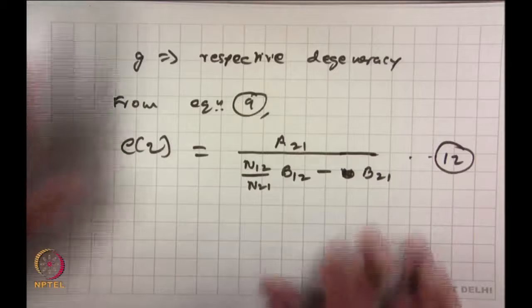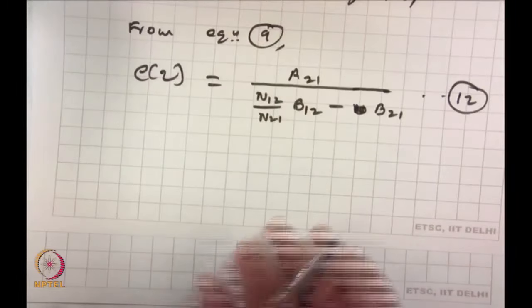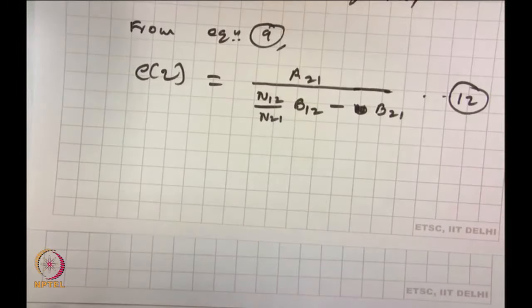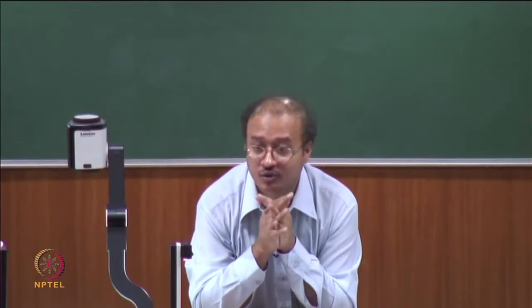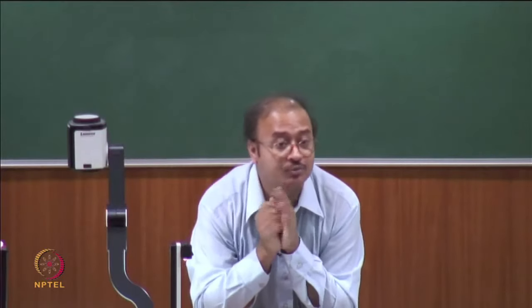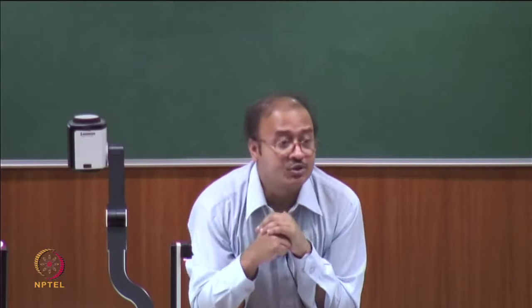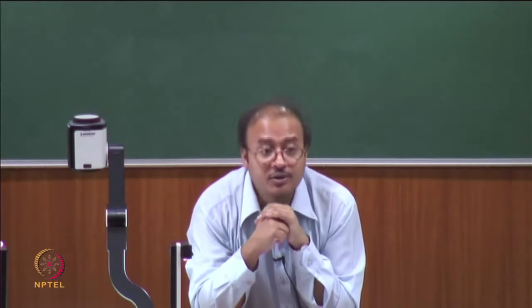Okay. Now, the next step is, see, I have to somehow get rid of the n's. Okay. I have to somehow get rid of the n's. One n I have already gotten rid of in terms in front of B21, that was when I had divided throughout by N21. Now, what can I substitute in place of N12 over N21? What can I do?